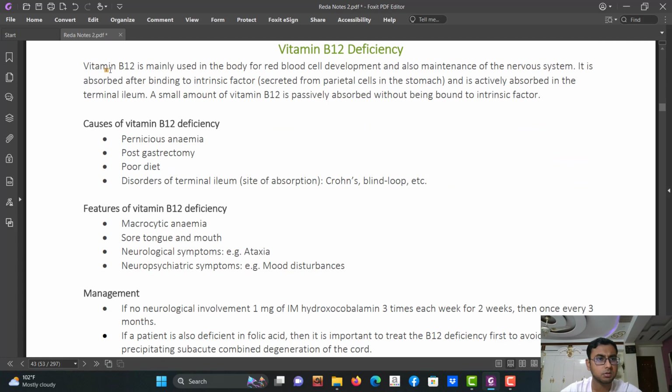Vitamin B12 is mainly used by the body for red blood cell development and also maintains the nervous system. It is absorbed after binding intrinsic factor and is actively absorbed in the terminal ileum. Okay, a small amount of vitamin B12 is passively absorbed without being bound to intrinsic factor. It is negligible.